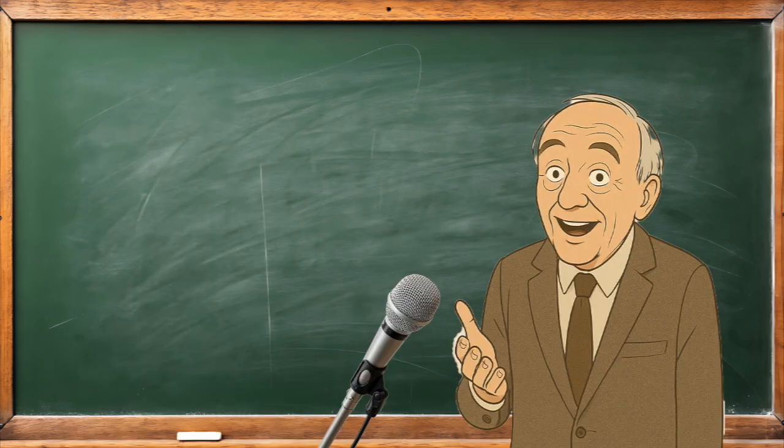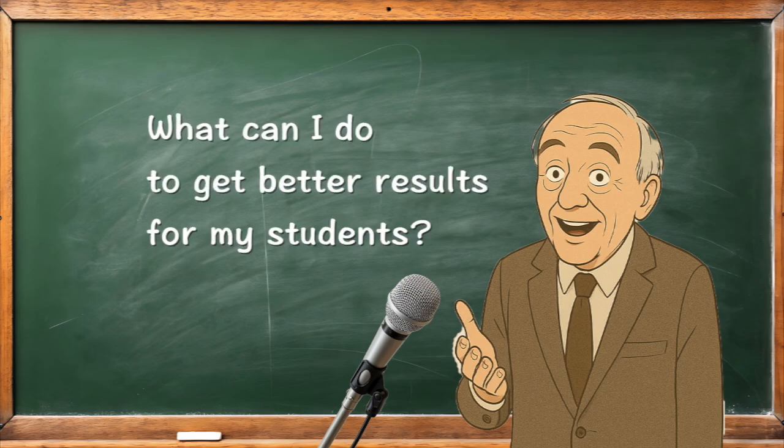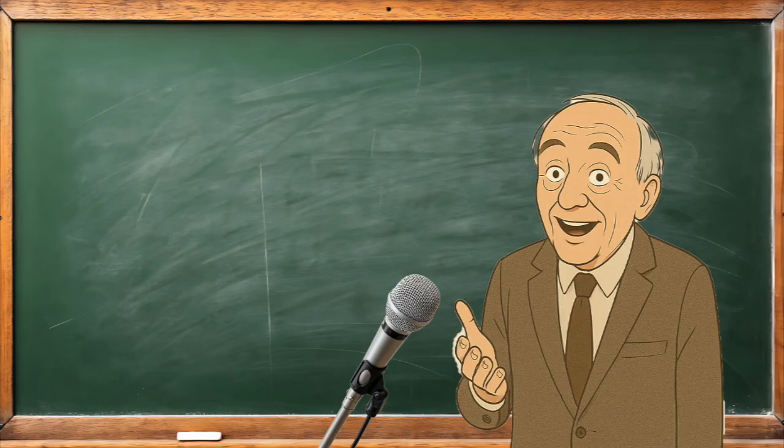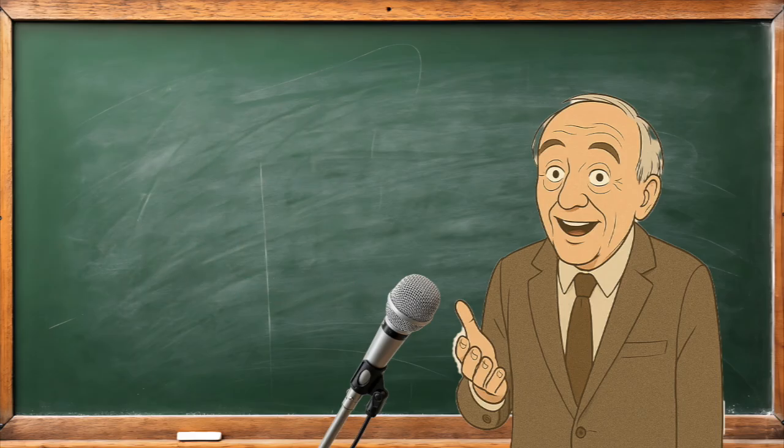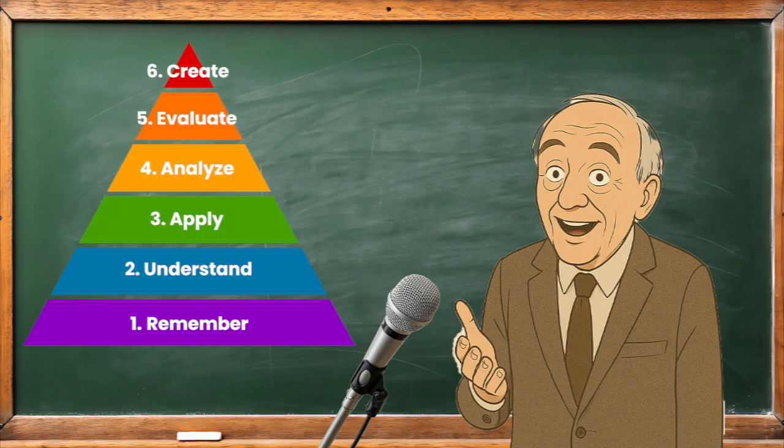Well, when I was in the classroom, I always asked myself this question. What can I do as a teacher to help my students get better results? One way instructors can improve student learning outcomes is to view student learning through the lens of my, Benjamin Bloom's, taxonomy. Marjorie, you may recall my colourful six-layered pyramid.